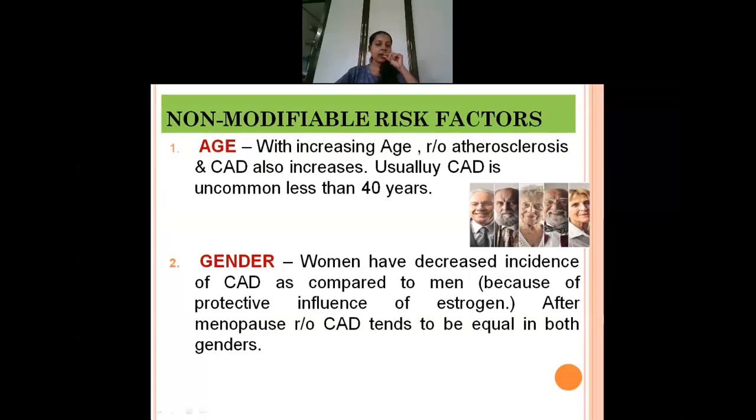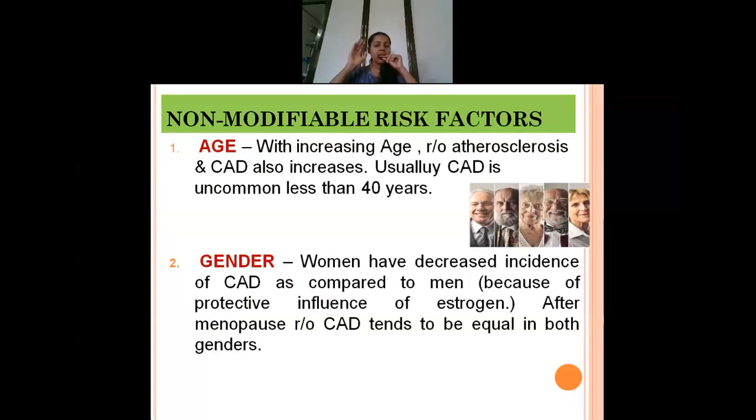Age, it is seen that as age advances, the risk of atherosclerosis or the risk of developing CAD also increases. Usually CAD is very less common among people less than 40 years, but nowadays we hear a lot of incidents where young people, even young men like 40 years, 35 years, have got heart attacks and have developed coronary artery disease, isn't it? Okay. Next, moving on to gender.